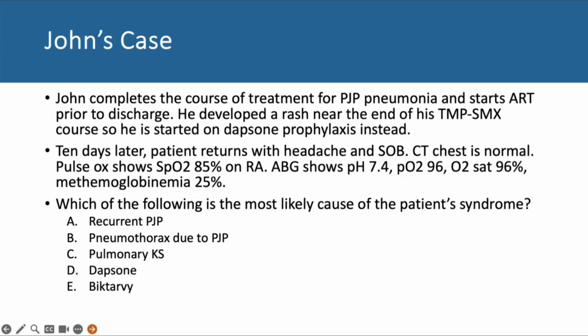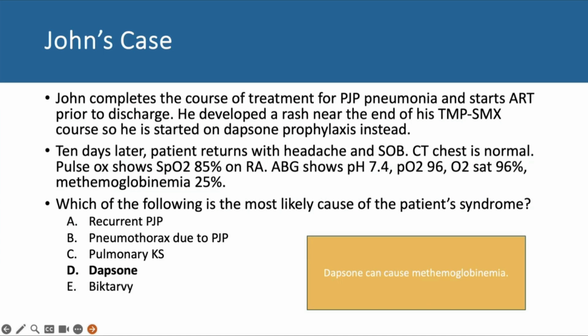D. D, dapsone. That is correct. Dapsone can cause methemoglobinemia. We had a patient around Christmas time, I think it was, or somewhere in there, who came back in with pretty much this exact case presentation. So it's a real side effect and something to be aware of and to look out for. Again, just remember that not every shortness of breath that people come in with is an infection.